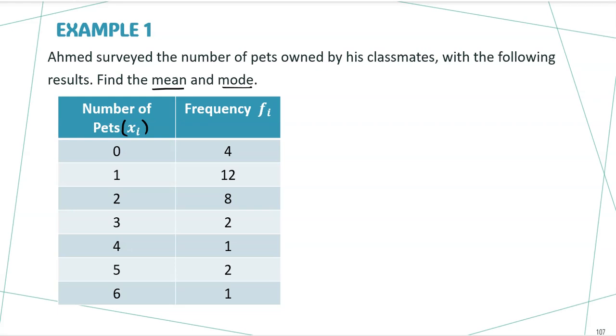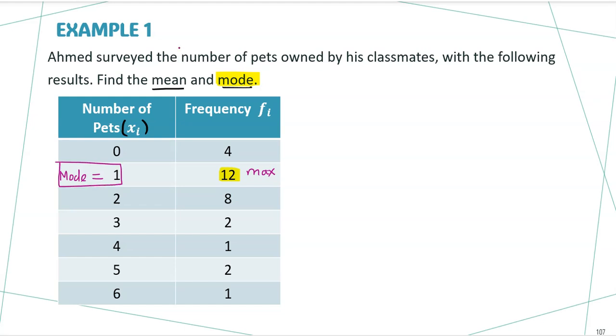If you recall, the mode means the number that appears the maximum number of times. What you see here is that 1 is appearing 12 times, so this is the maximum number. The maximum number of classmates own one pet. So in this case, the mode is nothing but 1. Write mode is equal to 1.